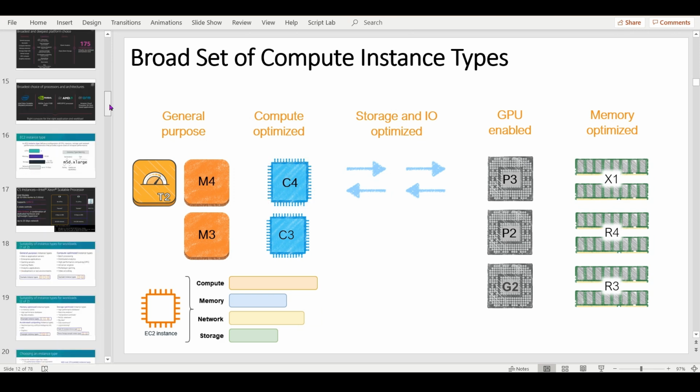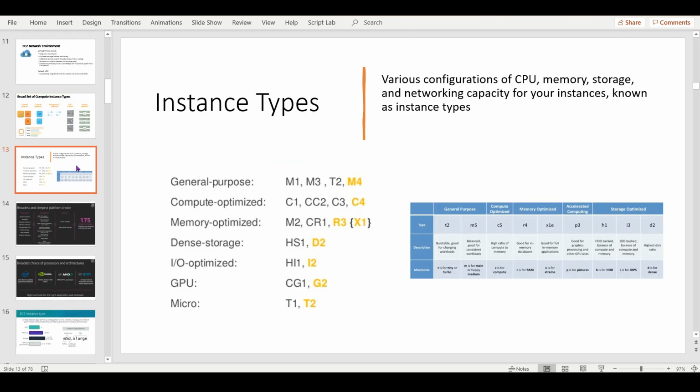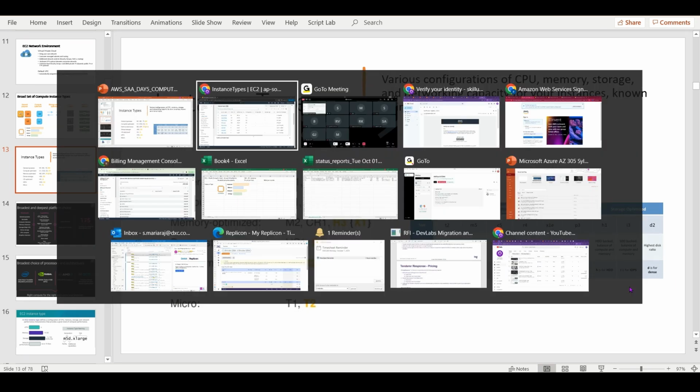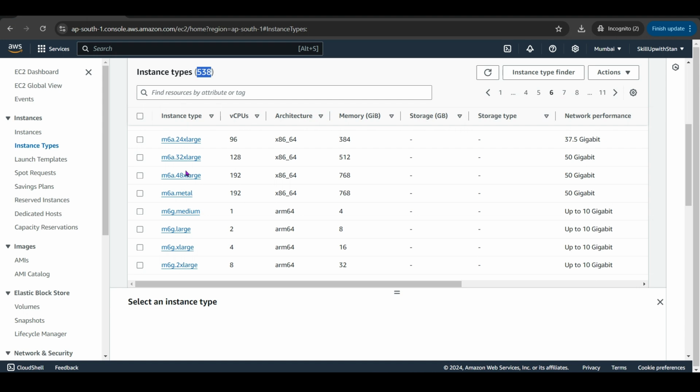So I think I have a slide here. So yeah, T refers to tiny, M refers to memory, C refers to compute, R refers to RAM, X refers to extreme processing, P for, I mean, there are some abbreviations, and AWS has named it as per that. So if something starts with M, then that means it is a memory optimized instance type.